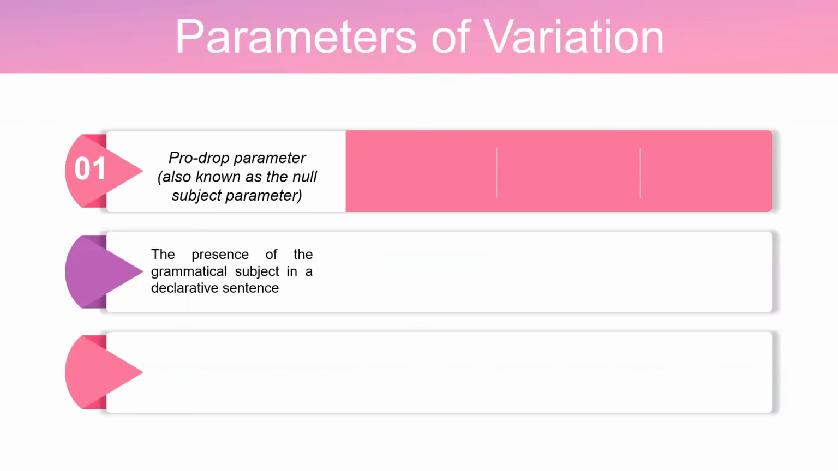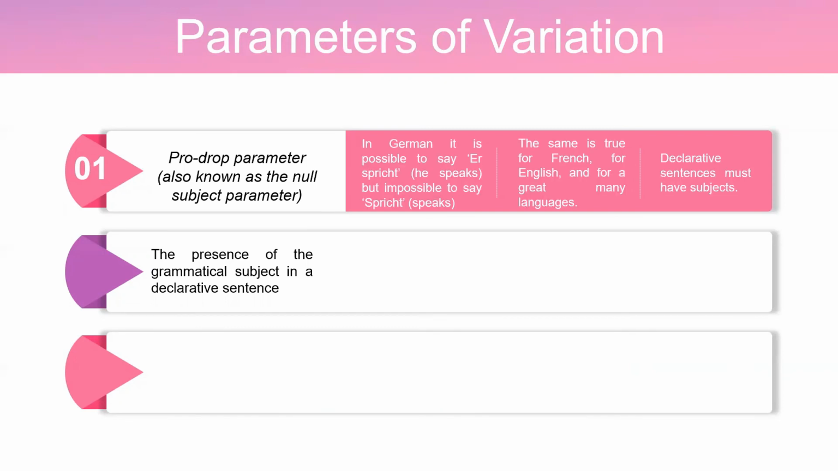The pro-drop parameter, known as the null subject parameter, is an example of a parameter. It's the presence of the grammatical subject in a declarative sentence. In German, it is possible to say "er spricht", but impossible to say "spricht" or "speaks". The same is true for French, for English, and for a great many languages. Declarative sentences must have subjects.